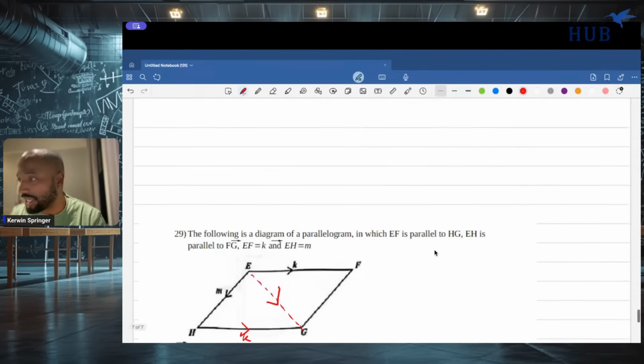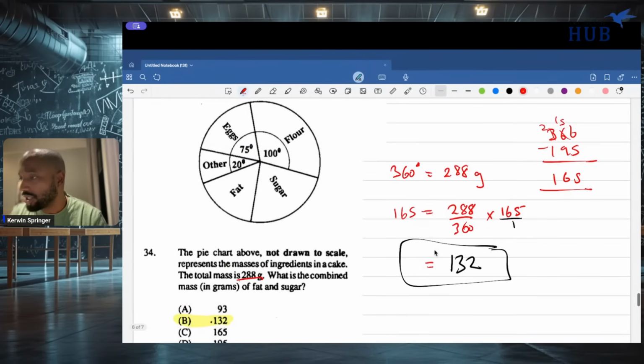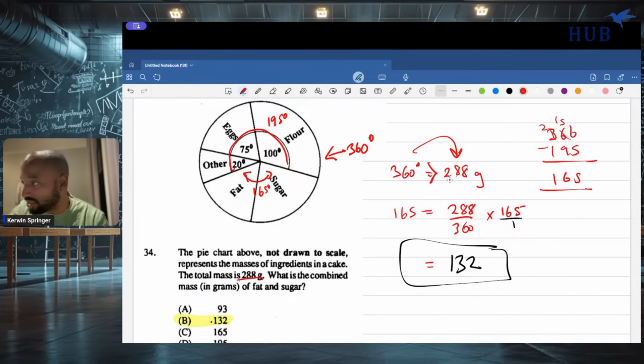And somebody asking why 132? Okay, so what happened here is the entire circle is 360 degrees, right? This is something you're supposed to know. So far, this is 195 degrees, which means 165 degrees remaining. 165 degrees is what we're trying to find, but 360 degrees represents 288 grams. So 165 degrees represents 288 divided by 360, that's finding for one, and then you multiply by the 165.